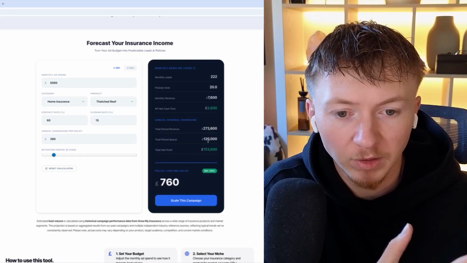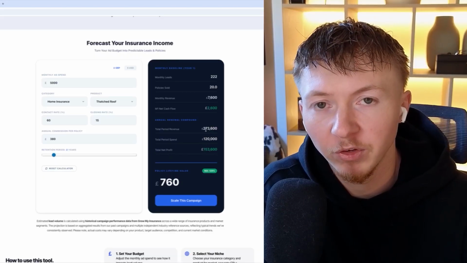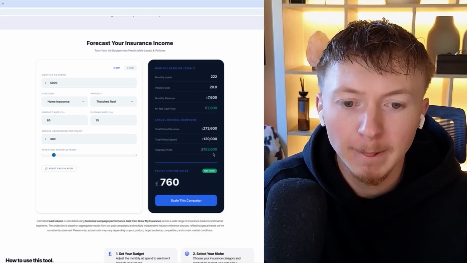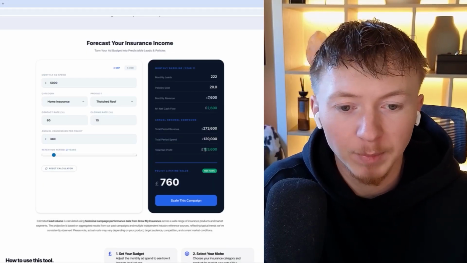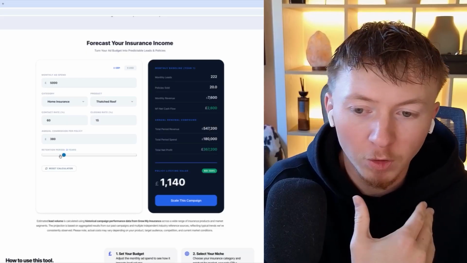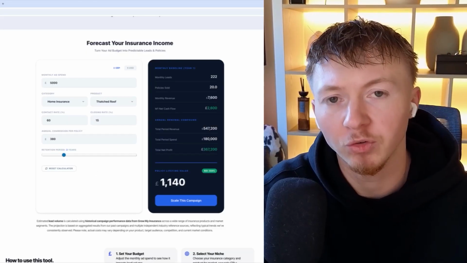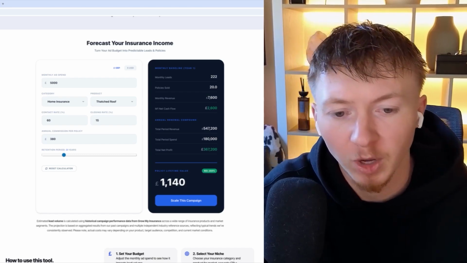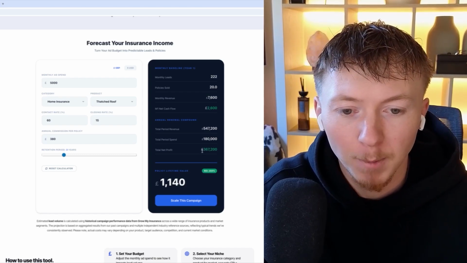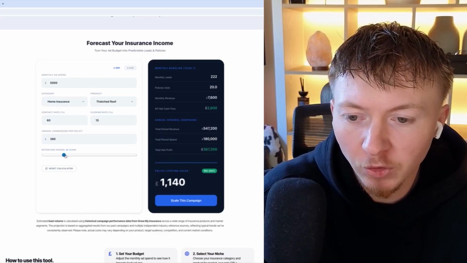We're spending around about 120,000 on ads, generating about 273,600 in commission, and then leaving us over 2 years making around about 153,600. And if you've got a 3-year retention, we're looking at lifetime policy value being about 1,140 per client. It's just 380 times 3, and we can see our net profit being about 367,200. So that's giving you an idea of how that works.